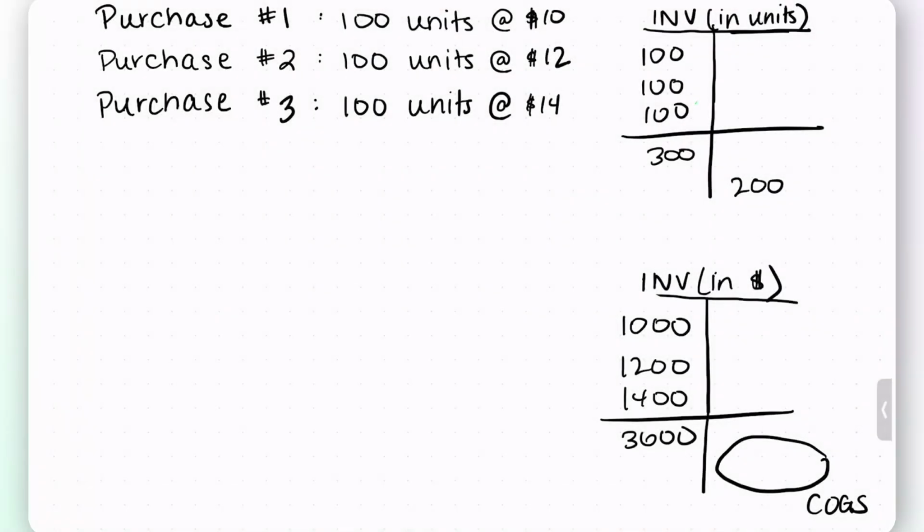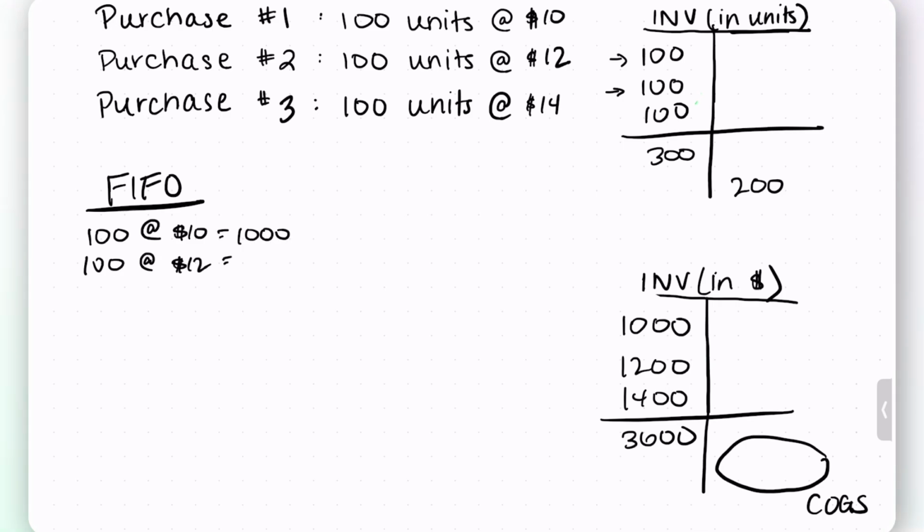To calculate cost of goods sold using FIFO, we simply need to take the 200 units that we've sold and figure out how much they cost by assuming that we first sold the 100 units that were purchased at $10, followed by the 100 units that were purchased at $12. So 100 at $10 and 100 at $12 means that we have calculated cost of goods sold to be $2,200. And that's assuming that the first purchase was the first one out the door, first in, first out.